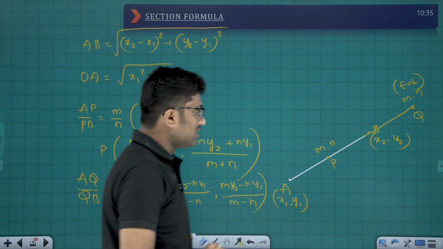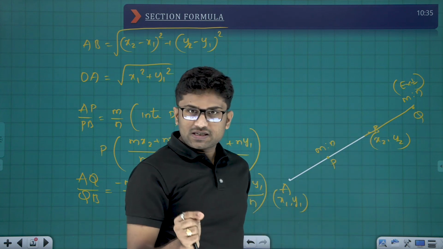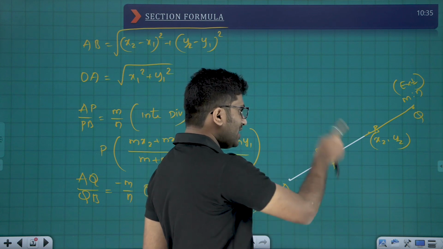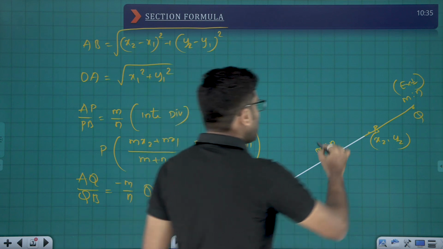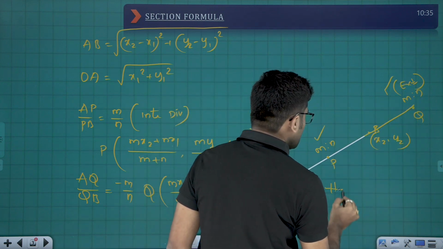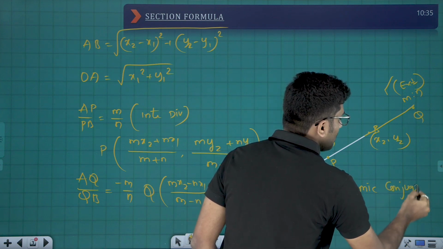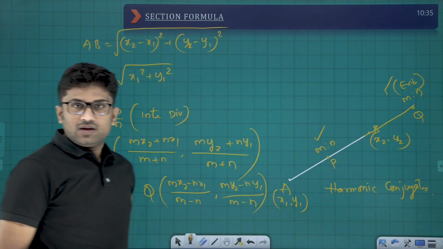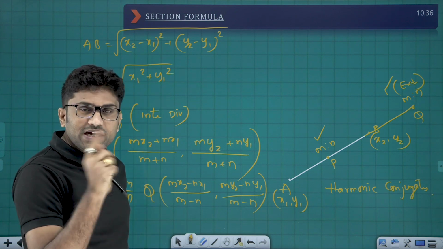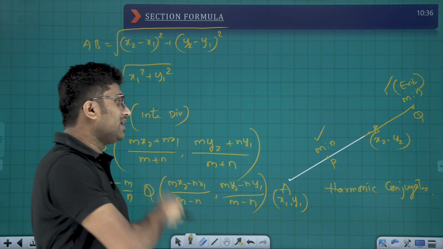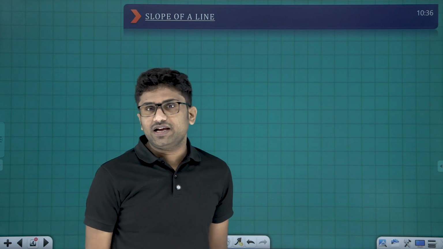And friends, if you observe one thing here, for the line segment AB, P and Q are the two points which are dividing AB in the same ratio, but one internally, the other externally. So these 2 points are called as harmonic conjugates. Harmonic conjugates of capital A, B. P, Q are said to be harmonic conjugates of A, B if P and Q divide in the same ratio, but one internally, the other externally. Next, we'll start with straight lines.